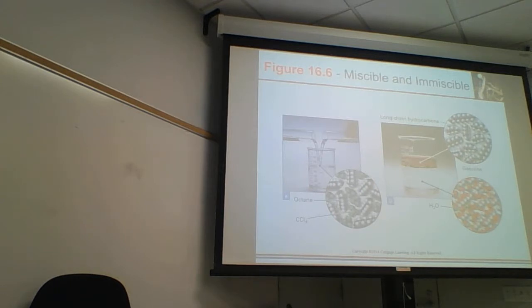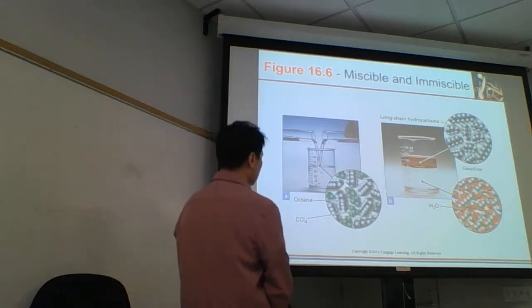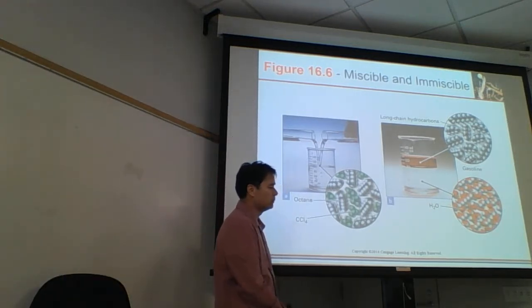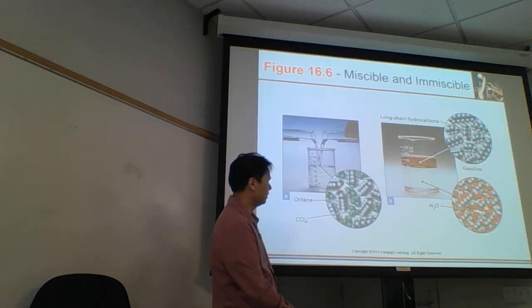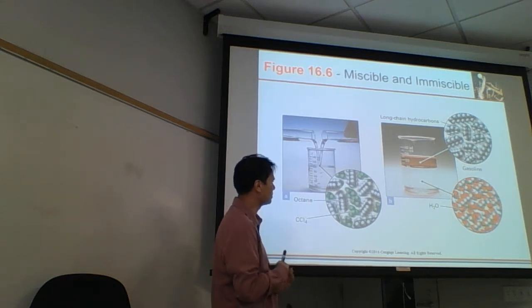Okay, here, miscible, what does miscible mean? Yeah, pretty much infinitely soluble. They mix in all proportions. Immiscible means they don't mix. So things that are miscible would be things that are very similar. For example, octane and carbon tetrachloride have no problem mixing together because they're quite similar in their polarity. Both of these are non-polar.